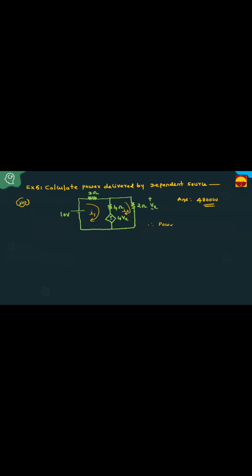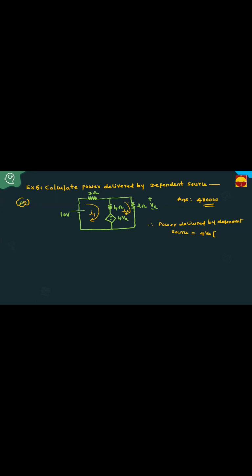Can anybody tell? Power delivered by the dependent source, how can we calculate? Just an idea I'm giving. Solve for I1 and I2, sir. How to get the power delivered by the dependent source? Source voltage is 4 Vx. Now tell me, do you take I2 minus I1 or I1 minus I2? Voltage into current, right? Voltage is 4 Vx. Sir, how to get Vx?